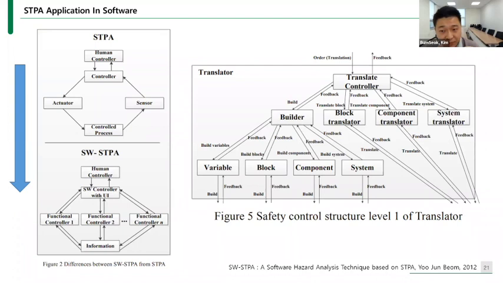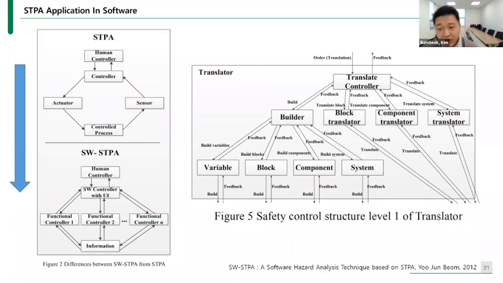The last STPA application is for software. This is an example of software safety analysis based on the model. It reflects a slight change in the control flow to consider the characteristics of the software. Most of all, the software interacts from the control perspective, which is useful for STPA analysis.